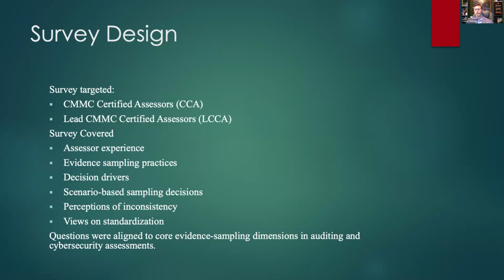The survey targeted CMMC assessors and lead certified assessors. Just for background, to be certified as a CCA, you need 3 years of cybersecurity experience, 1 year of assessment or audit experience, and an entry-level certification such as Security Plus or equivalent. To become a lead CCA, 5 years of cybersecurity experience is required, along with 5 years of management experience, 3 years of assessment or audit experience, and a higher-level certification such as CISA or CISSP. As you can see, the requirements for assessment or audit experience are pretty low, even compared to the rest of the experience required.